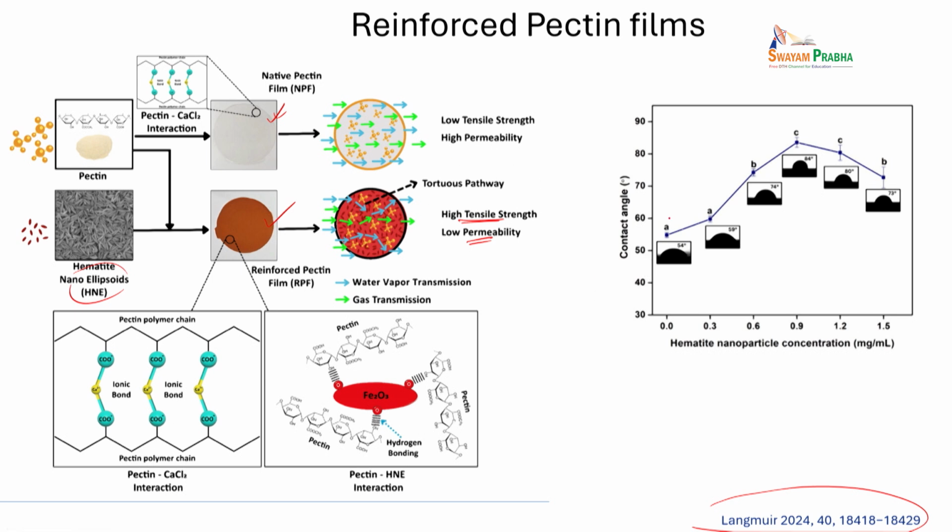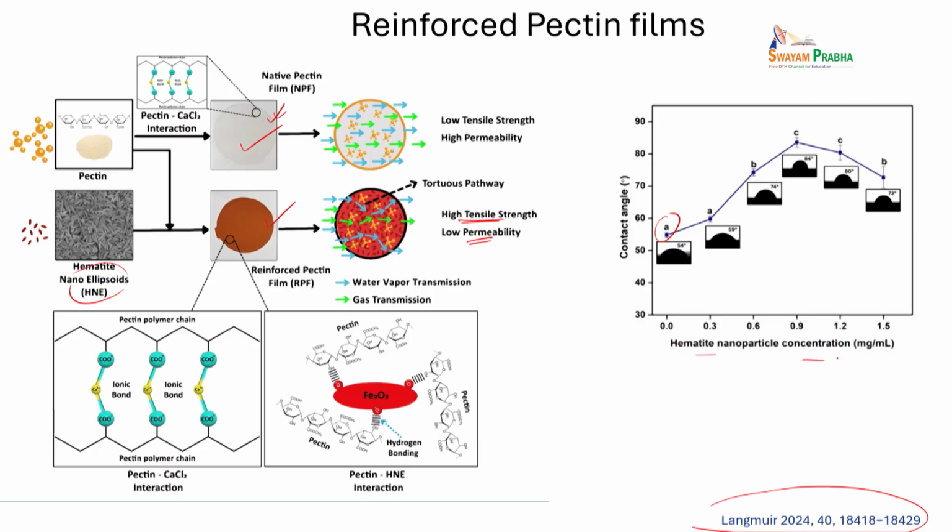And then if you look at the native pectin film, the water contact angle, that is, we measure how hydrophilic it is by measuring what is called the contact angle. You put a small droplet of water. If the water spreads, it has a very small contact angle. If the water sits like a droplet on a lotus leaf, it has a very high contact angle. So we can see that by increasing the amount of hematite nanoparticles, we are able to increase the contact angle from about 50 to close to 85 or so. Okay, that means water will not really go into the film; it will roll off pretty much.